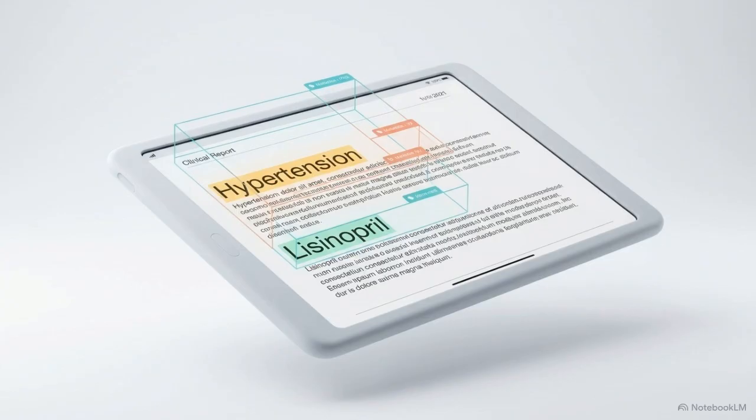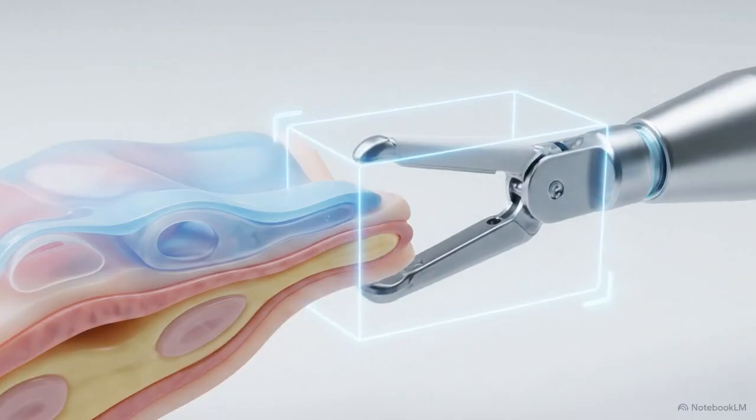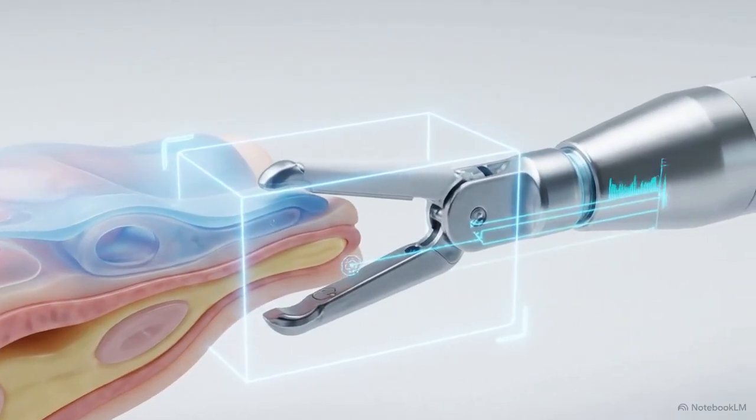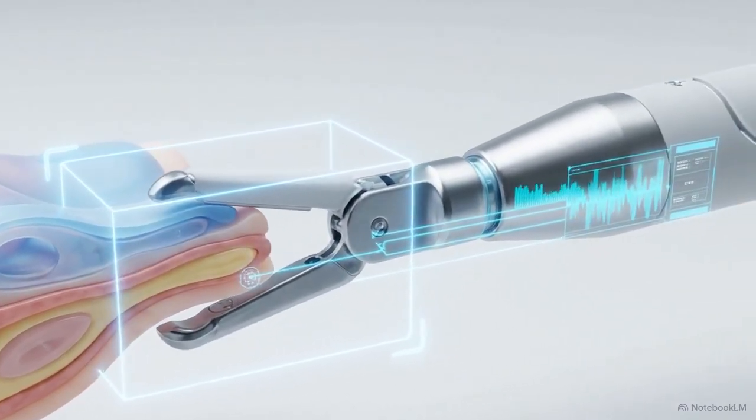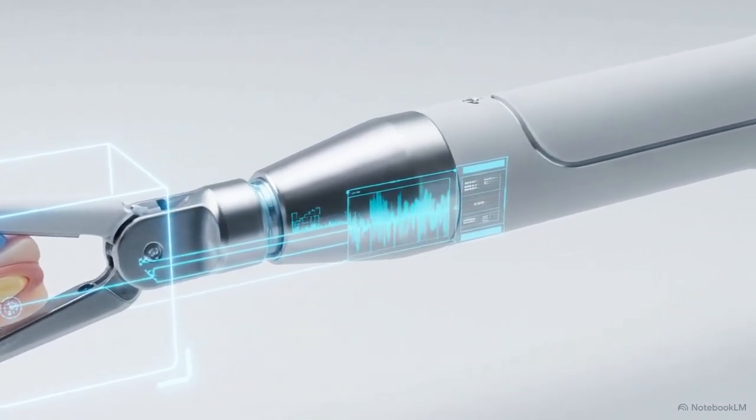Text annotators tag clinical summaries to highlight specific diagnoses and medications. Audio annotators listen to recordings, timestamping specific breathing patterns or vocal cues. With video annotation, specialists track surgical procedures frame by frame. This data teaches the AI to recognize specific surgical steps and track instruments in real time.